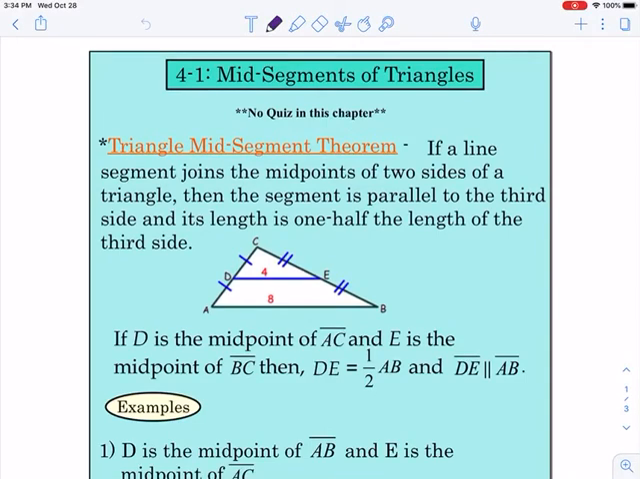So today we're going to talk about section 4.1, which is called mid-segments of triangles. This is a relatively short chapter, so there's going to be no quiz during this chapter. Again, there's no quiz in this chapter.